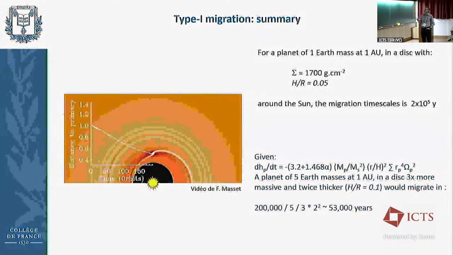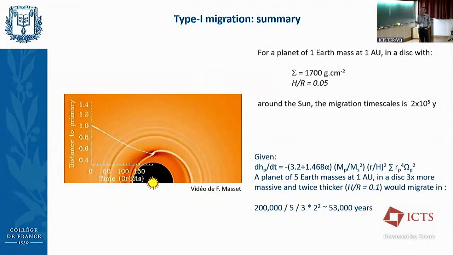So for instance, when you wonder what is the migration time scale of a planet that is not 1 Earth mass, but 5 Earth masses, in a disk which is 3 times more massive and twice thicker, then we know how things scale. Migration scales linearly with the mass, so we take our 200,000 years and divide by 5. It scales linearly with the disk, and the disk is 3 times more massive, so we divide by 3. But it's inversely proportional to the square of the thickness. The thickness is doubled, so we multiply by 4. Then you take this product and you find 53,000 years.